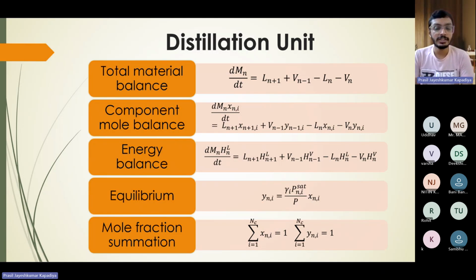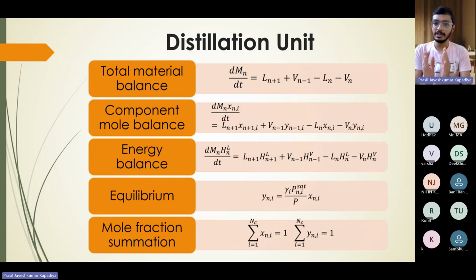Here, in a distillation column or any kind of column, what we generally do is perform the overall material balance, then the individual component material balance, then the energy balance. Then we have the equilibrium relation and the mole fraction summation relation. What does the total material balance do? Total inlet should be equal to total outlet. That should always be followed.